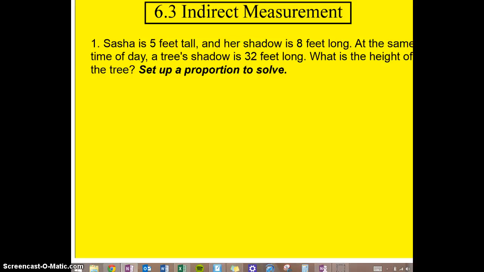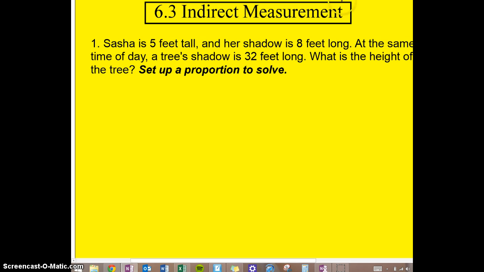Today we are working on indirect measurement problems, which are very similar to the similar figure problems where we compare two triangles or compare two similar rectangles or something like that. So let's read this first problem. Sasha is 5 feet tall and her shadow is 8 feet long. At the same time of the day, a tree's shadow is 32 feet long. What is the height of the tree?